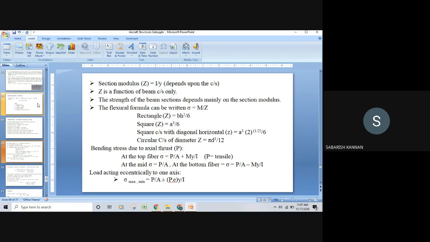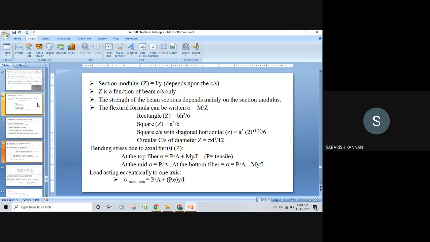Next, the flexural formula, that is sigma equal to M divided by Z. For a rectangle, Z equals b h square by 6; for a square cross section, Z equals a cube by 6; for a square cross section with diagonal horizontal, Z equals a cube √2 divided by 6; and for a circular cross section of diameter d, Z equals pi d cube divided by 32. So these are the section modulus formulas.